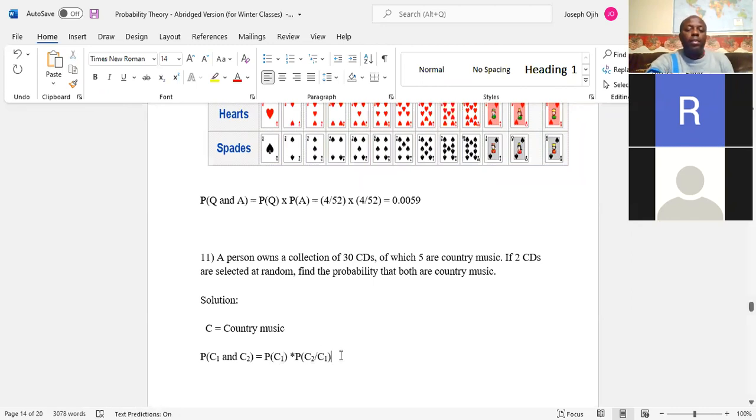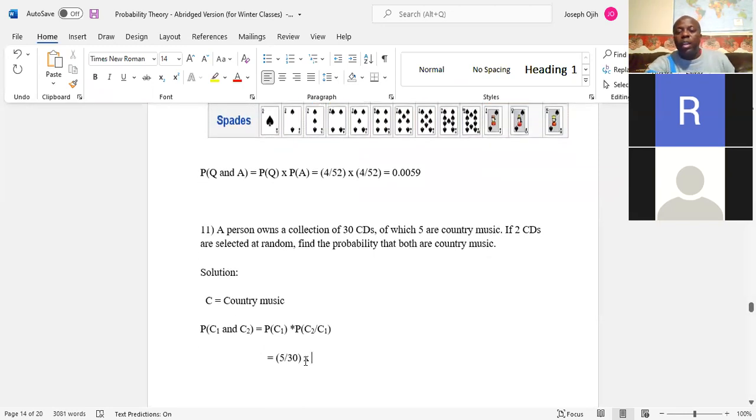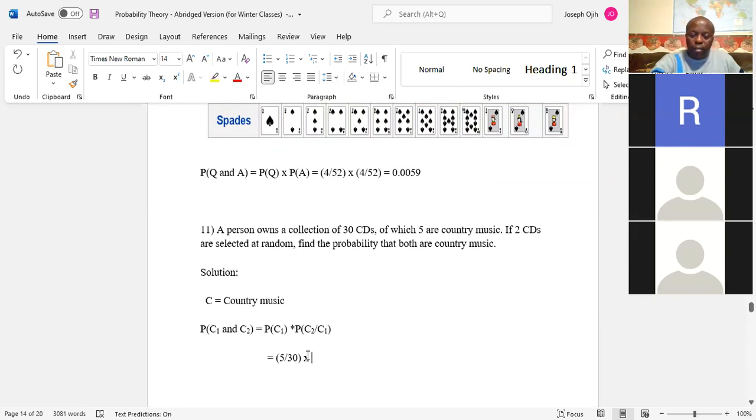So now let's apply this. Before the selection, there are 5 country music out of 30 CDs. So we have 5 out of 30, and they made the selection. Now, they did not replace it. So how many country music are left now? 4 out of 29. Exactly. 4 out of 29. That will give us the answer we are looking for.